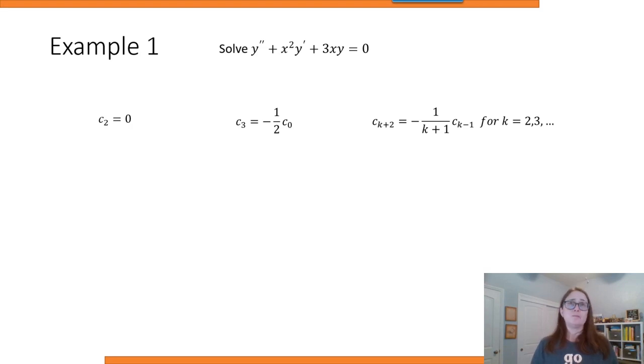So oftentimes we'd say, well, we get one solution when c0 equals 1 and c1 equals 0, and a second solution when c0 equals 0 and c1 equals 1, and then switch it. For now, we're just going to keep them as unknown though.